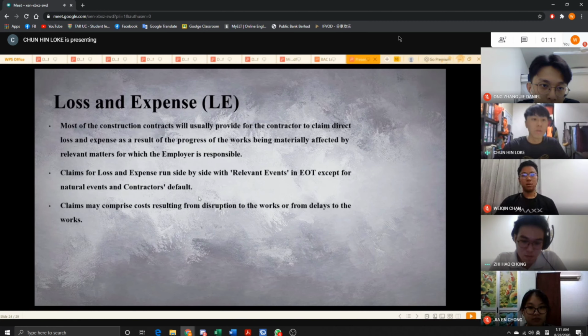Besides that, claims for loss and expense run side by side with relevant events in EOT, except for natural events and contractor's default. The claim may comprise costs resulting from disruptions to the works or from delay to the works.